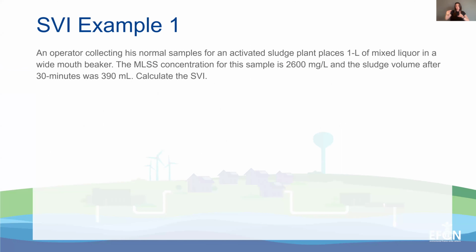The example of this might look something like an operator collecting his normal sample for an activated sludge plant, places 1 liter of mixed liquor in a wide mouth beaker. The MLSS concentration for this sample is 2,600 milligrams per liter, and the sludge volume after 30 minutes was 390 milliliters. Calculate the SVI. So once again, it's a word problem. We need to figure out what it's asking for. The final thing that it asks for is that it tells us to calculate the SVI. So that tells us that we need our SVI formula.